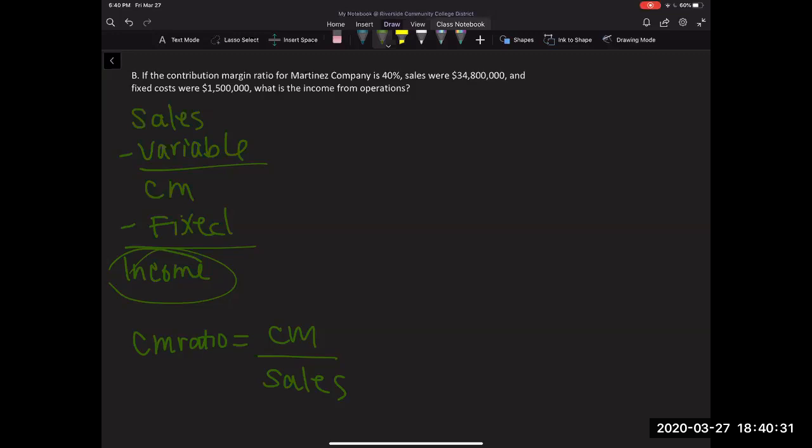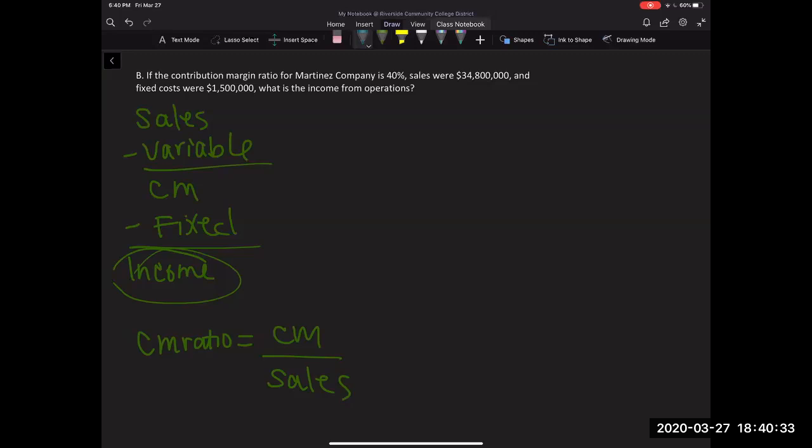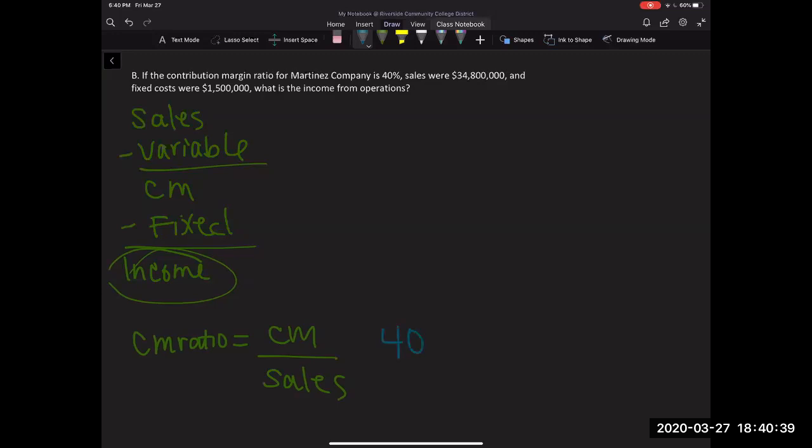Here it tells us that our contribution margin ratio is 40%. So right now I'm just going to put 40% equals contribution margin divided by sales. Then it tells me my sales is 34,800,000. It tells me my fixed cost is 1,500,000. And then we have a whole bunch of gaps. That's what I know for sure.